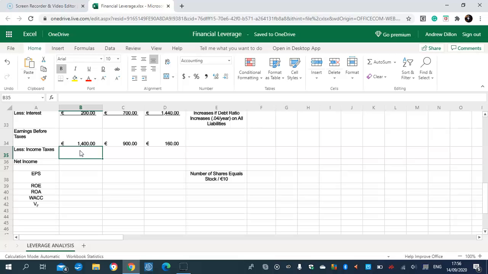A few more tables are left to calculate to finish the financial leverage. So stay tuned for the next video.